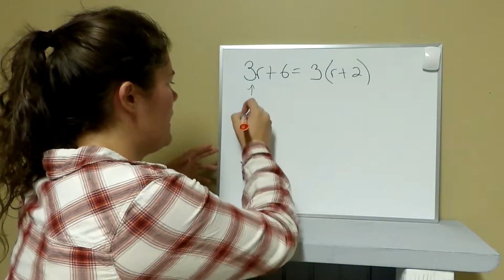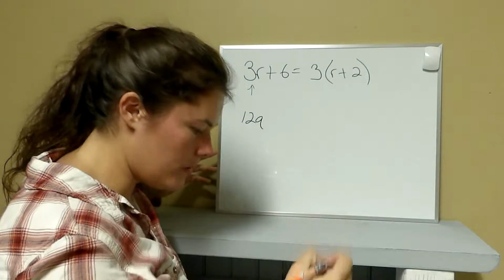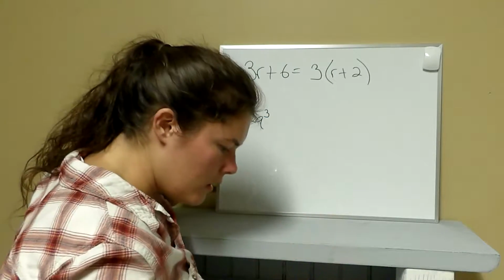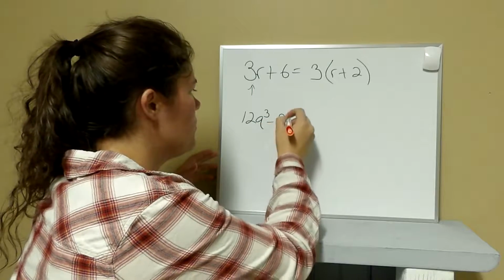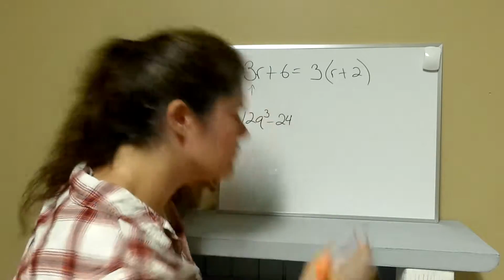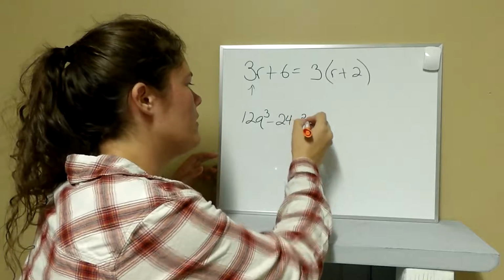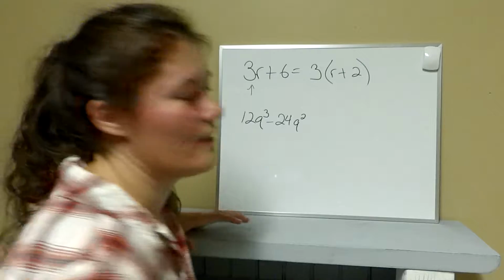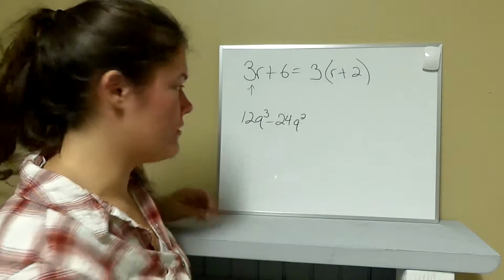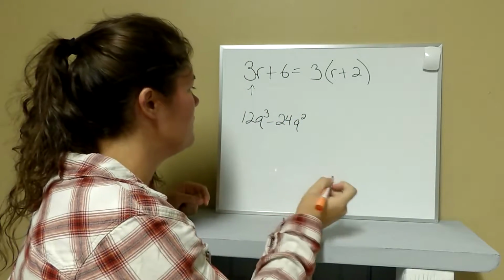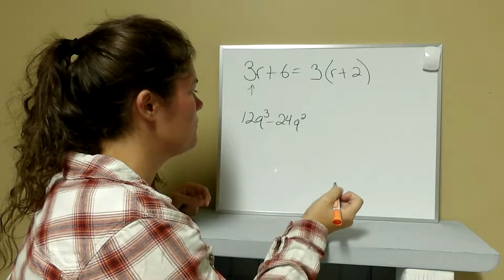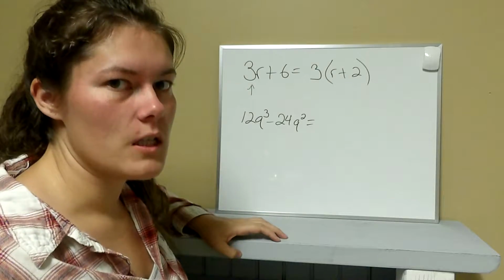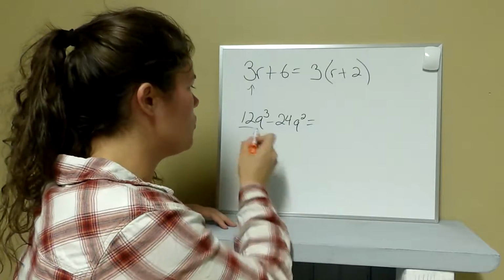Let's do another one. So you would have 12q cubed minus 24q squared. And then you would have to, oh my goodness, I touched a cat again. I'm sorry. I will try to not touch a cat before I do a video. Okay, so to factor this, the greatest common factor, or the least common multiple, would be 12.